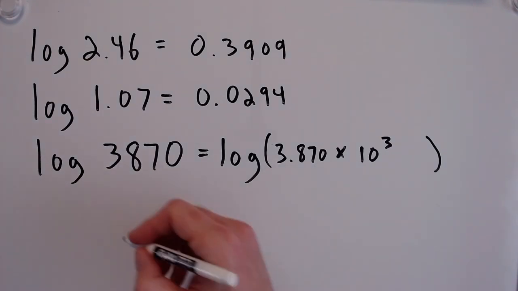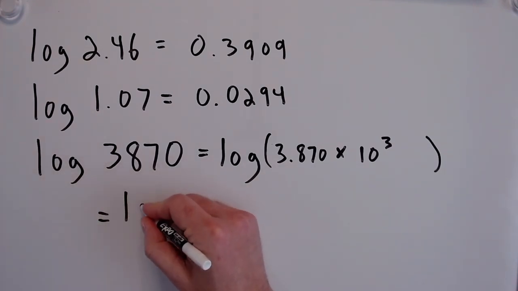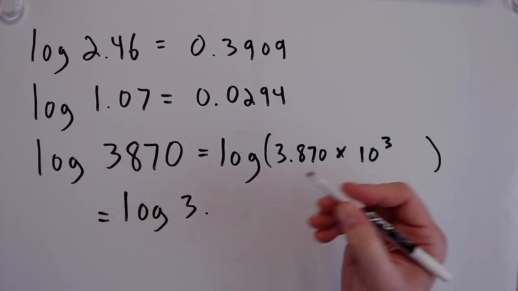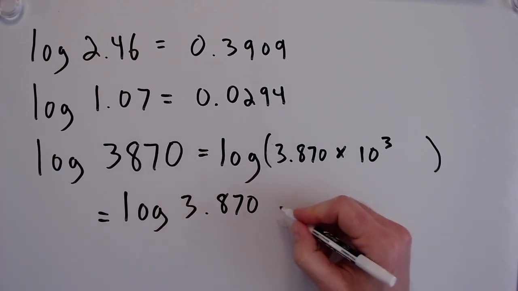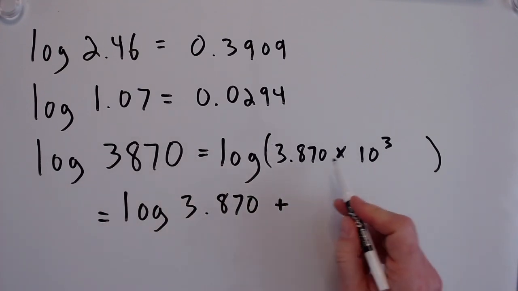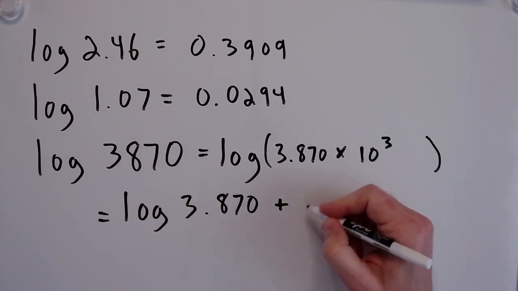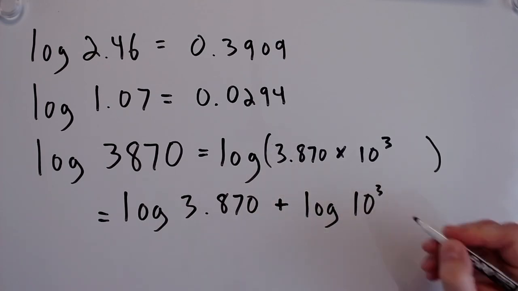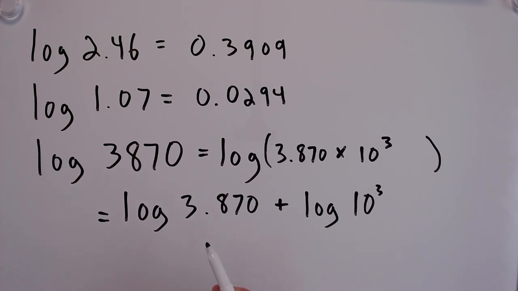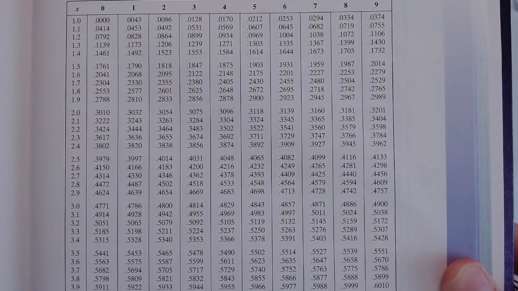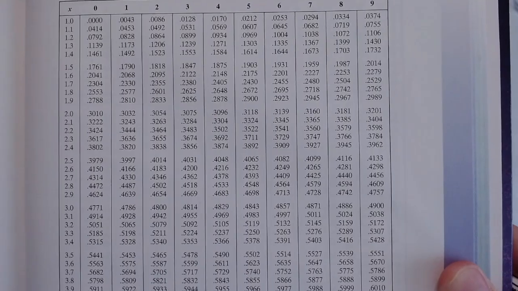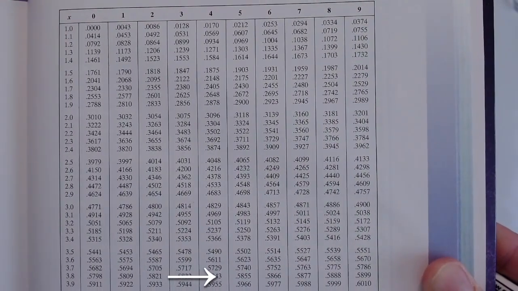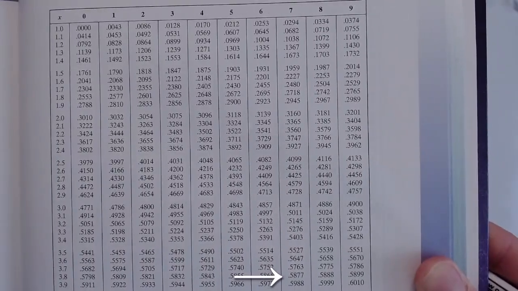That's what we have. So this breaks out into the sum of log, again, base 10, but we don't need to write it, of 3.870 plus, because we have a multiplication here, the log, again, base 10 of 10 cubed. So for this first part, we need to go back to the table. So at the very bottom of the frame, we've got our 3.8, and we need 3.87. So if we look at 3.87 and go all the way to the 7 column, we have 0.5877.